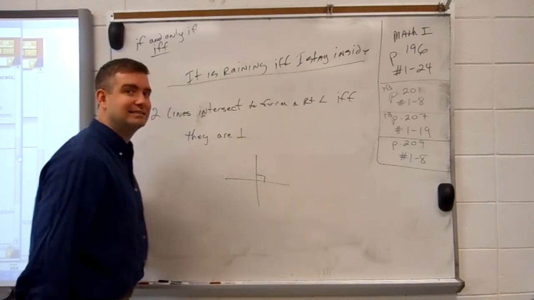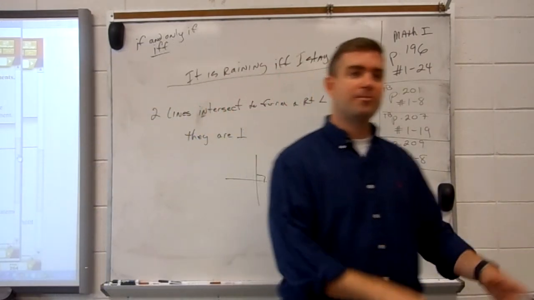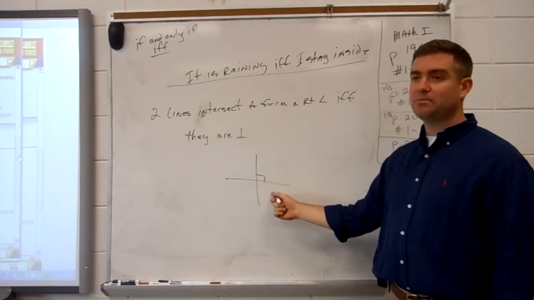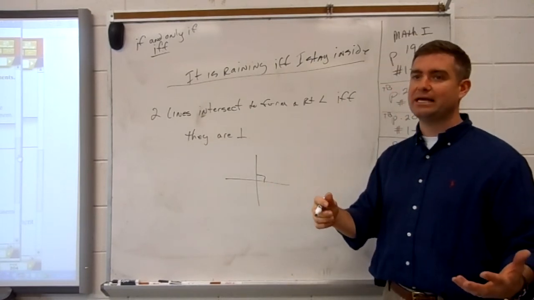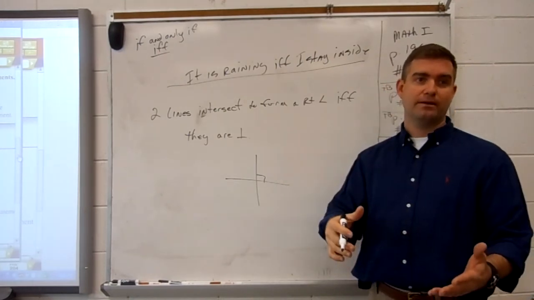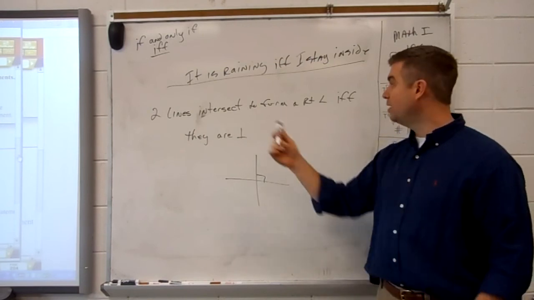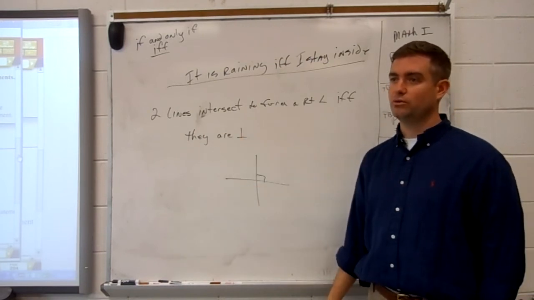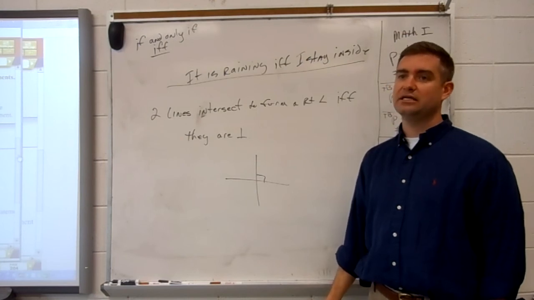And guys, that makes sense. If I draw two lines and they intersect to form a right angle, they're perpendicular. The vice versa is true. If two lines are perpendicular, then they intersect to form a right angle. It's true forwards and it's true backwards. Both the converse and the regular statement are true. We can swap it around, and either way, it's true.